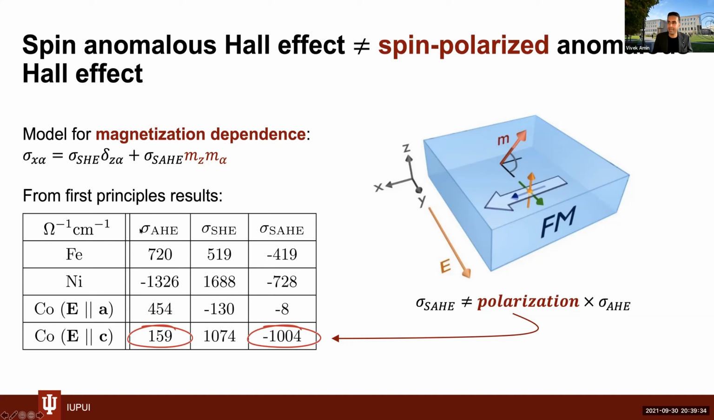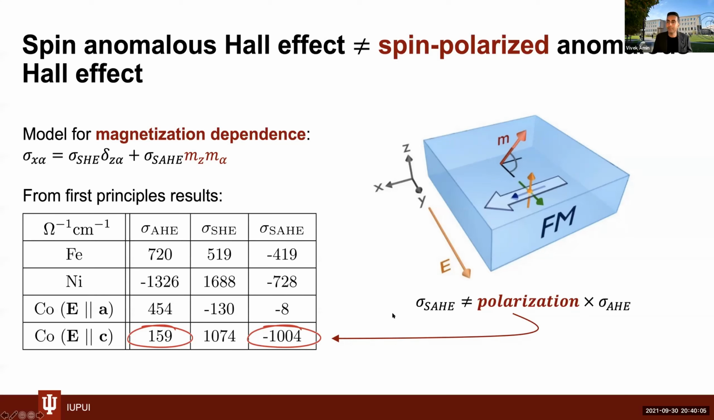And then we look at the spin Hall effect and the spin anomalous Hall effect. So here I'm just going to point you to cobalt when the electric field is along one of the high symmetry directions. You can see that the anomalous Hall effect and the spin anomalous Hall effect are related in this way, where the spin anomalous Hall effect has a different sign and is much larger than the anomalous Hall effect. So that cannot result then from a spin polarized version of the charge current that arises.